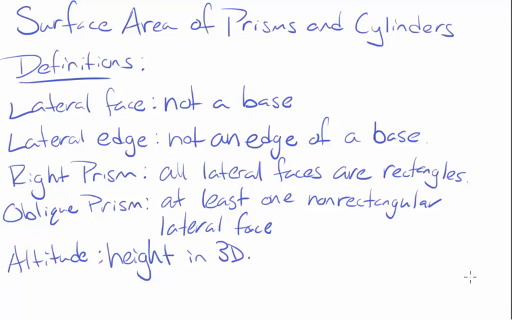Lateral edge is not an edge of a base, so pretty similar to the lateral face, but just dealing with edges. A right prism, all lateral faces are rectangles. Again, for a right prism, all the lateral faces are rectangles. An oblique prism is at least one non-rectangular lateral face. So an oblique prism has at least one non-rectangular lateral face.